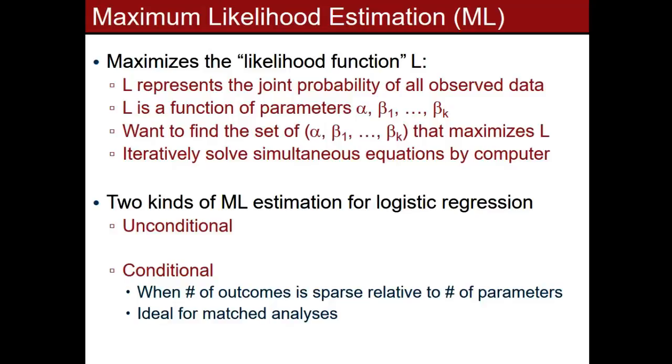The deal with maximum likelihood estimation is L is this quantity that represents the probability of observing your data. And we'll see what exactly that means. It's a probability function that represents the probability of seeing your data. And we're going to say it's a function of the parameters we care about, alpha, beta 1, and so forth. We're going to take our data and solve a series of equations that solves for these alphas and betas, and we want to find the system of solutions that maximizes this probability of the data called L. And the computer is going to iteratively solve all this, okay?